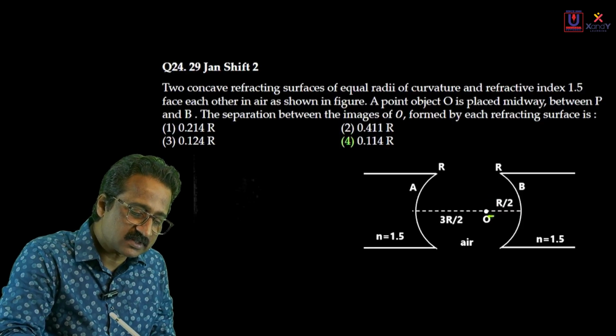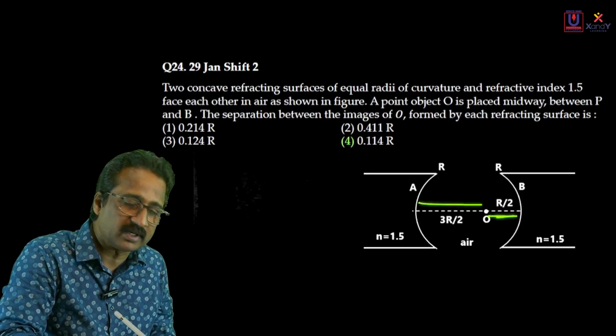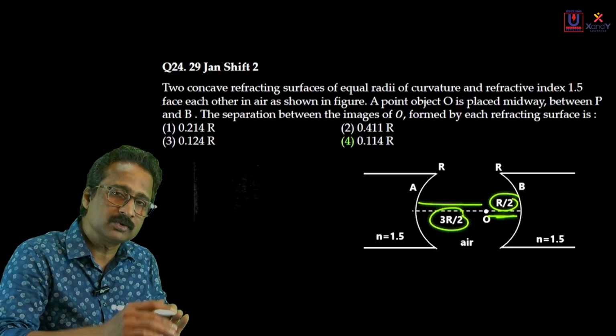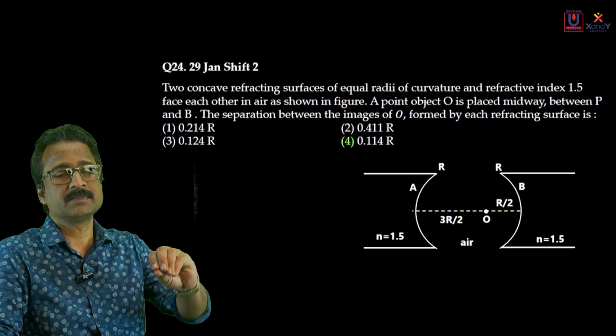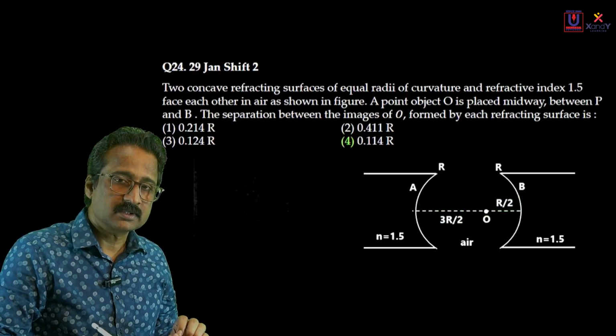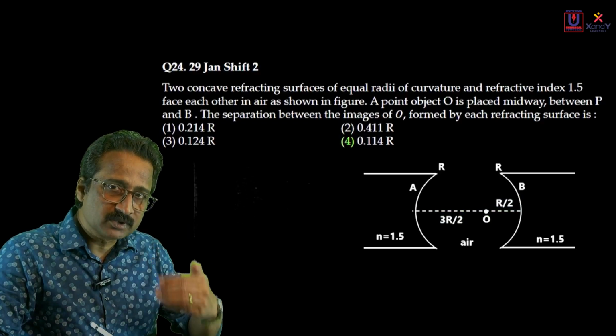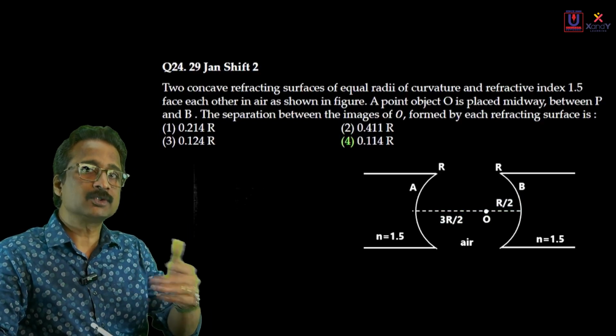Now this distance is r by 2, while this is given to be 3r by 2. So 3r by 2 plus r by 2 is equal to 2r. That's the way the object is placed. Now the question is, what is the separation between the two images formed by the two surfaces?